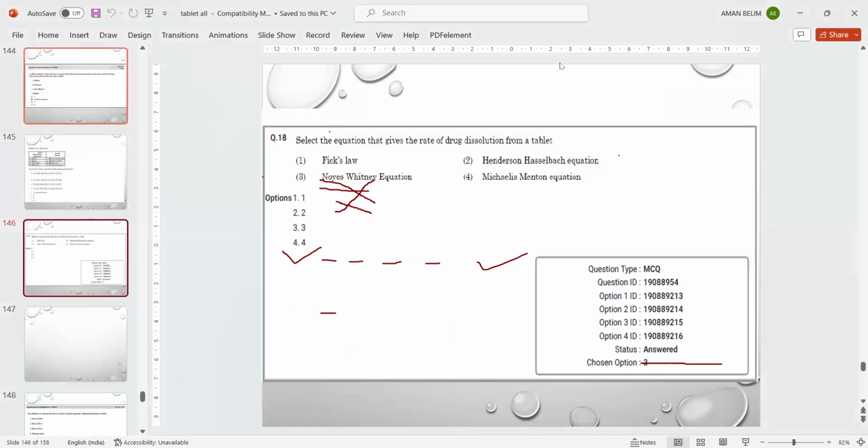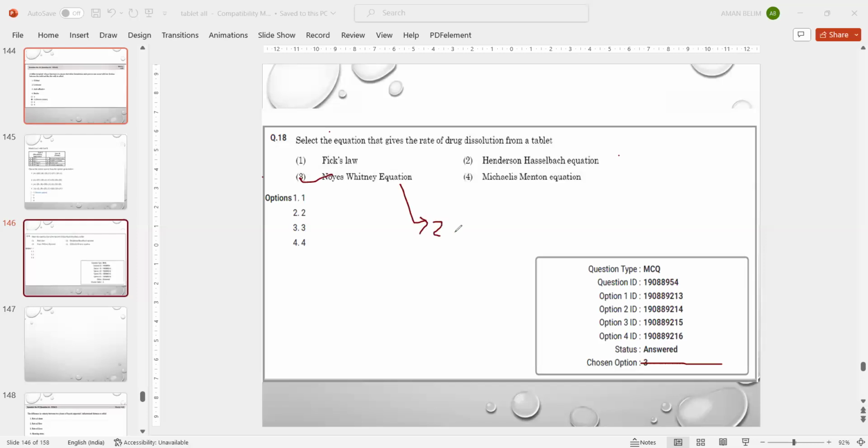Now this is somewhat different MCQ, but I have added this to somewhat touch up the topic of dissolution. Which equation gives dissolution? Yes, it's the Noyes-Whitney equation, right? Noyes-Whitney equation. This question is from the GPAT 2021. Okay, Noyes-Whitney. Yes, very good. And what is the Henderson-Hasselbalch equation for?